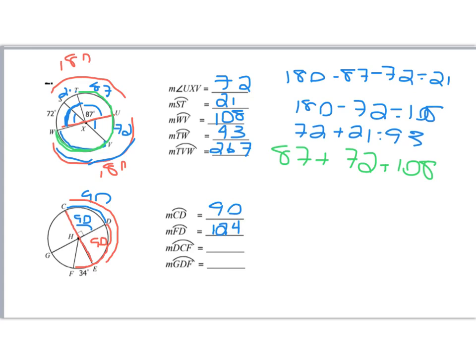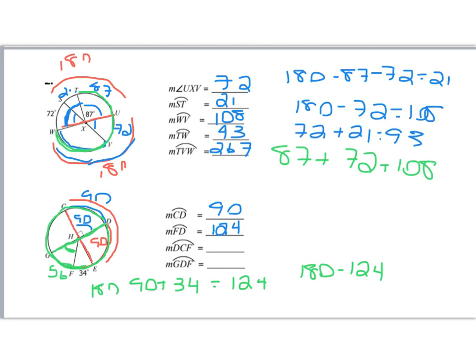Okay, now we need DCF. So I'm going to do that in green. Okay, so what we can do is we need to figure out how much this angle is here. Again, this is a diameter. So if that's a diameter, this whole side here is going to be 180. So I've got 90 plus 34, which is 124. And we want to subtract that from 180. So 180 minus 124 would give us what, 56? So this is 56.